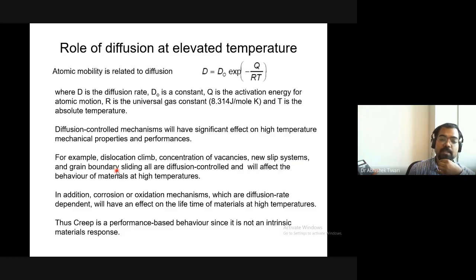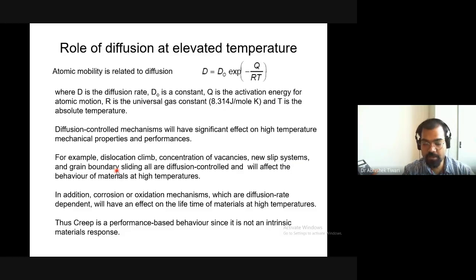So we will see that dislocation climb we have already discussed. Grain boundary sliding is a mechanism of creep which happens at comparatively higher temperature. So if you are at comparatively lower temperature, the major mechanism which will be responsible for the creep behavior in the material will be dislocation climb and new slip systems getting activated. But if you go further higher in temperature, then grain boundary sliding becomes the major phenomenon which controls the creep deformation.